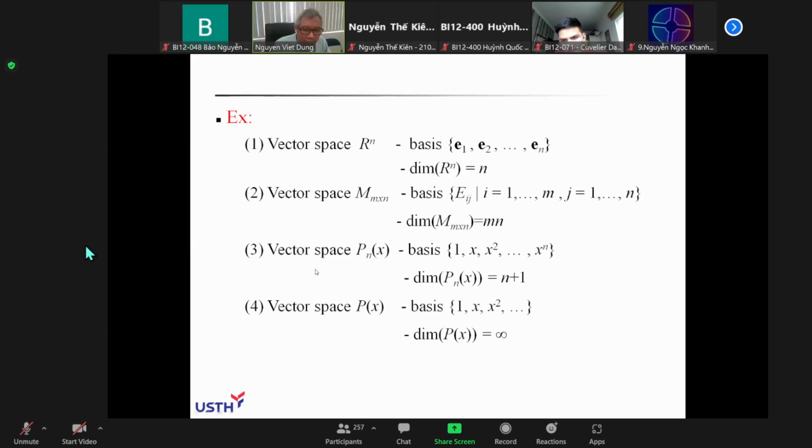Similarly, the vector space Pn(x) has dimension n plus 1. And the last one is the case of the space P(x), the space of polynomials of any degree. That is an infinite dimensional vector space, and we write dimension of P(x) equals infinity.